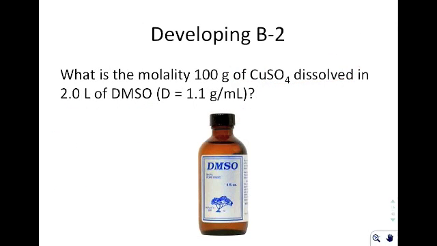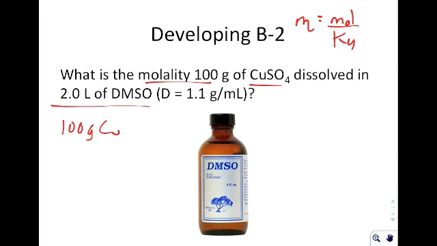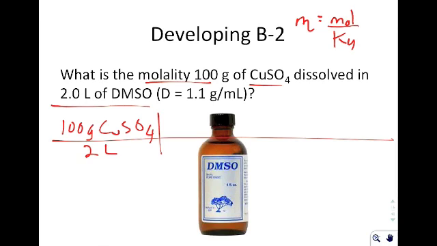The next example says, what is the molality, which is going to be different. Remember, molality is moles per kilogram of copper sulfate dissolved in 2 liters of DMSO. So the first thing I want to do is say I have 100 grams of copper sulfate, and I can take that 100 grams of copper sulfate and divide it by 2 liters of DMSO.